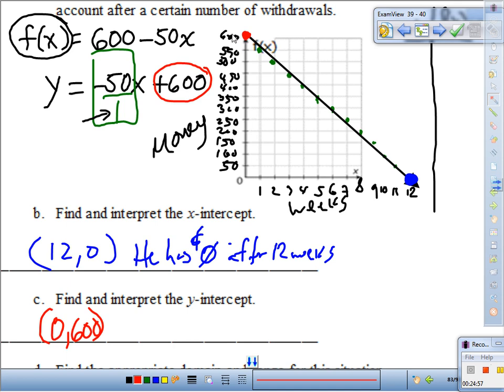At this point? Miranda, at this point, at 0 weeks, at 600, which is 0, 600, what does that mean? He has $600 at 0 weeks. That is correct.